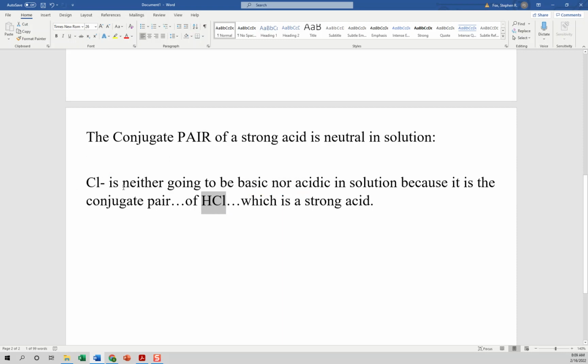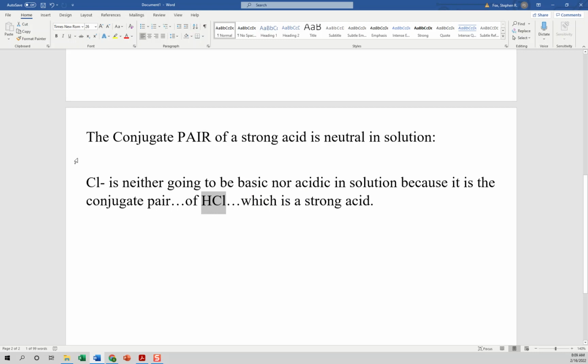Okay, so you could call chloride the conjugate base of HCl, and that's true. Chloride is the conjugate base of hydrochloric acid, but I don't like to use the term conjugate base in this case because chloride is not a base. Chloride is neutral. Adding just chloride to your solution is not going to make your solution basic, okay?